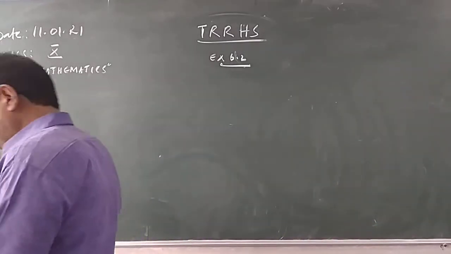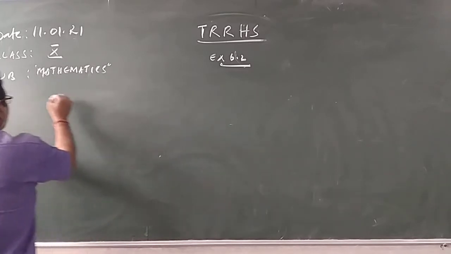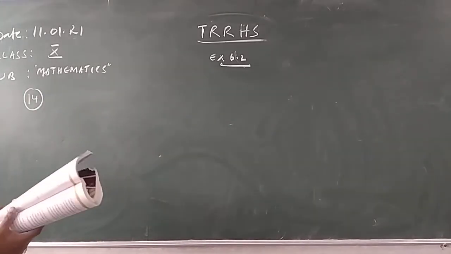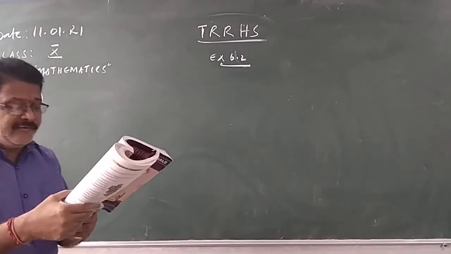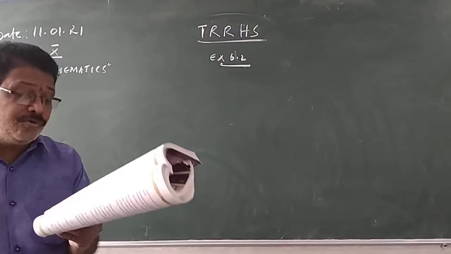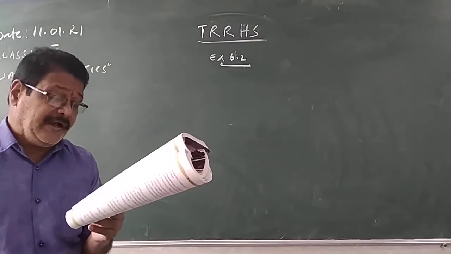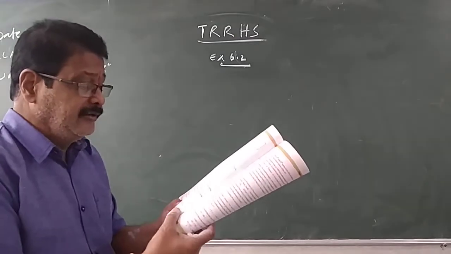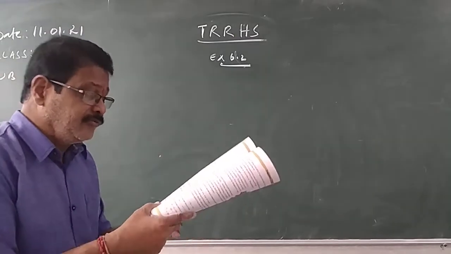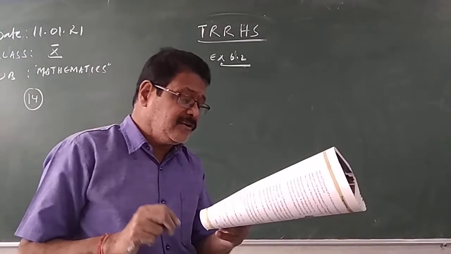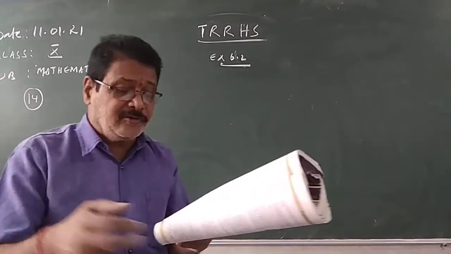What is the problem, children? Determine the AP whose third term is 16 and seventh term exceeds the fifth term by 12. So here we have to write the given: the third term, seventh term, and fifth term.